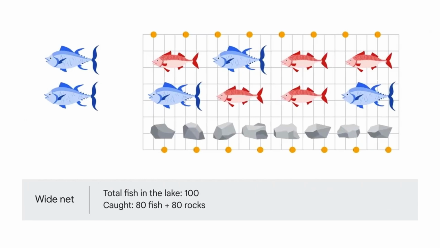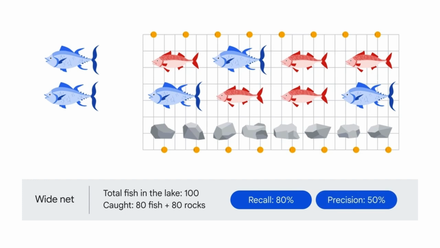Using a wide net, you caught both fish and rocks: 80 fish out of 100 total fish in the lake, plus 80 rocks. The recall in this case is 80%, which is calculated by the number of fish caught, 80, divided by the total number of fish in the lake, 100. The precision is 50%, which is calculated by taking the number of fish caught, 80, and dividing it by the number of fish and rocks collected, 160.